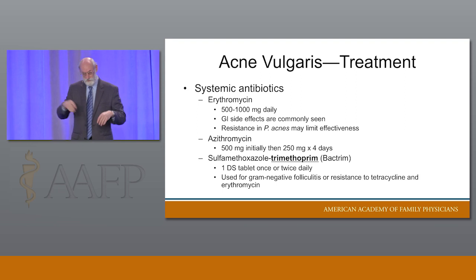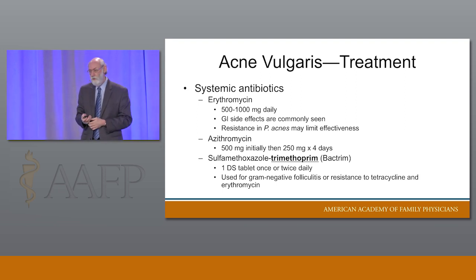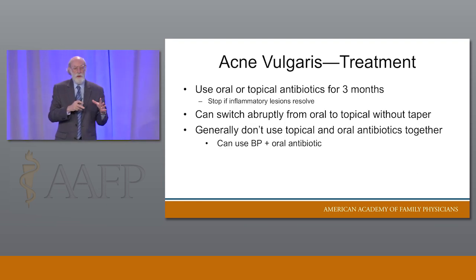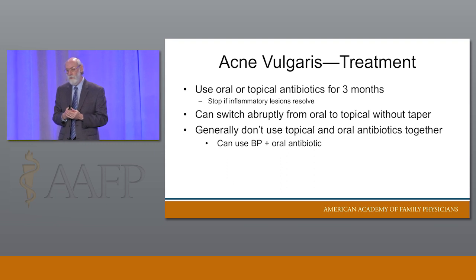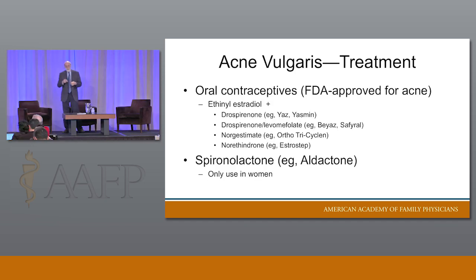Systemic antibiotics, erythromycin, azithromycin, Bactrim can be used, but again, watch out for resistance. If you use an oral antibiotic, limit that to no more than 3 months. You can switch abruptly from oral to topical without a taper. Oral contraceptives, particularly those with certain progestins, have been FDA approved. Spironolactone, also anti-androgenic, so it's helpful. Again, use those combinations in women, not in men.